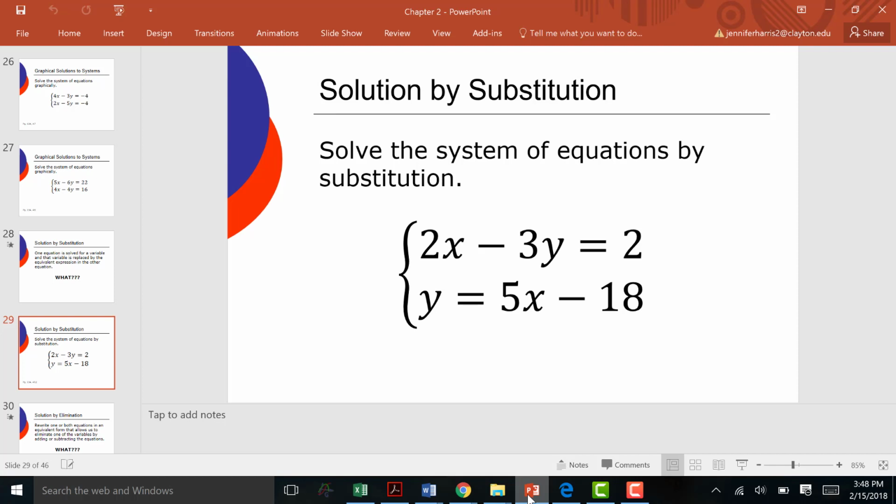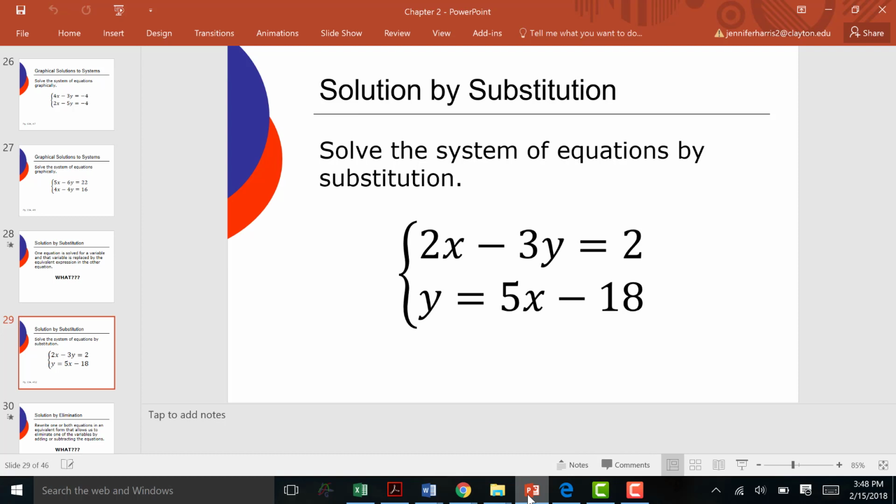Can I distribute and multiply 3 times everything inside this parentheses? Yes. So I'm going to have 2x minus, what's 3 times 5? 15. So that's going to be 15x. And then negative 3 times negative 18, what is that? Plus 54 equals 2. We're still solving to get x by itself. What do I do with the 2x minus 15x? I'll combine them. So 2 minus 15 is how much? Negative 13. Negative 13x plus 54 equals 2.